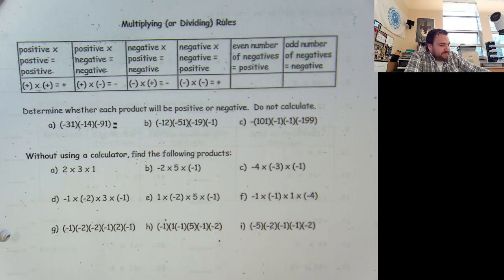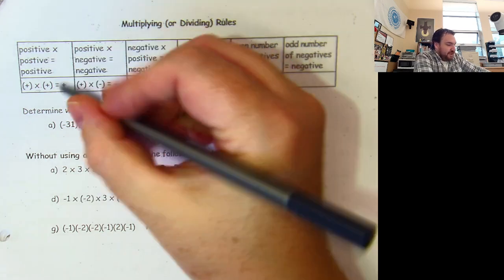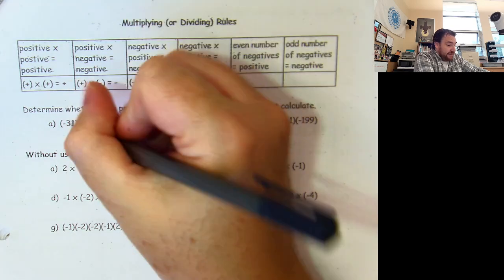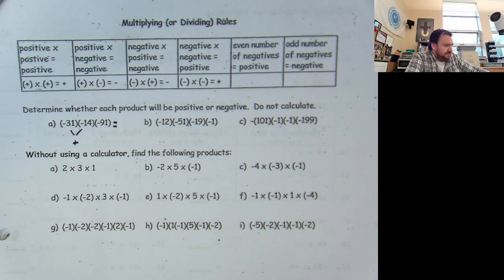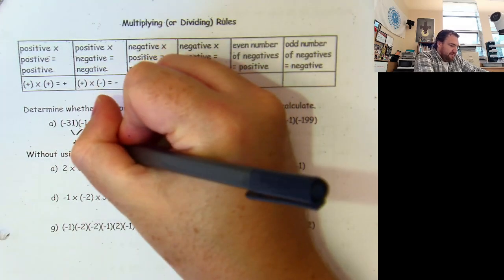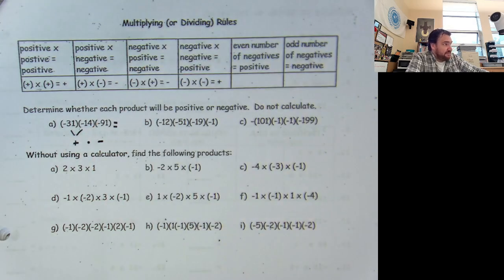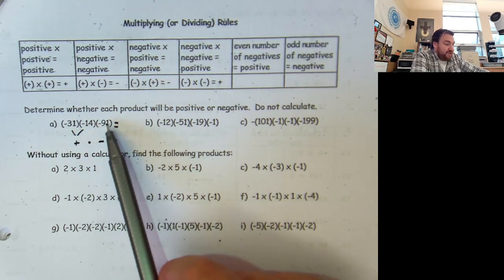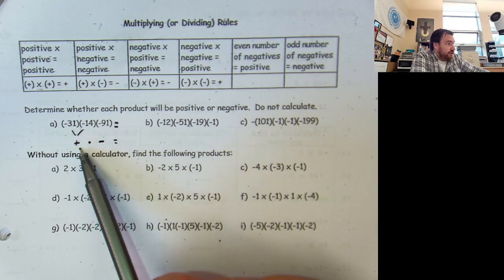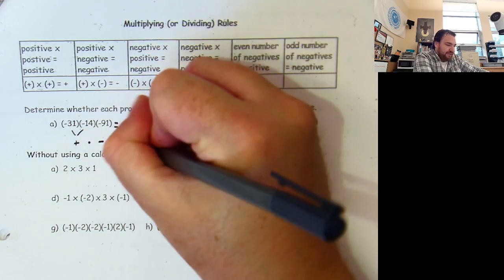Because it's 3 negatives. That's odd. So it's going to equal a negative. Why? Because we're technically doing negative 31 times negative 14. Okay, and we said earlier that a negative times a negative is? A positive. Okay, so those two multiplied together are going to give you a positive value. But then we have the negative 91, and a negative times a positive equals a negative. So we can break it down. These two negatives are going to give me something positive, but then this one negative times the positive result from here is going to give us a negative value. You betcha.